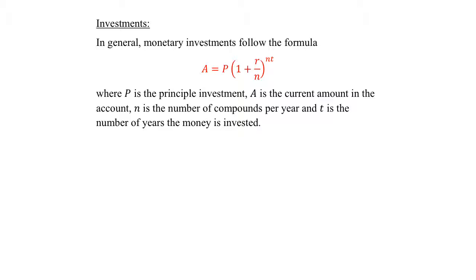So if I say it's compounded monthly, N is 12. Let's write this down. Compounded monthly, N is 12. Compounded weekly, N is 52. Just the number of months in a year, number of weeks in a year. Compounded daily is 365. We'll just round.